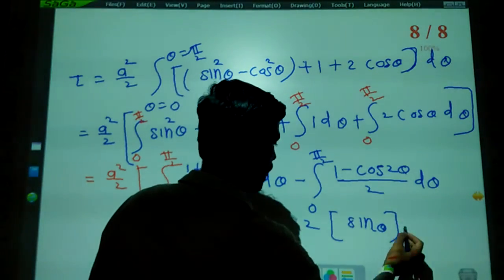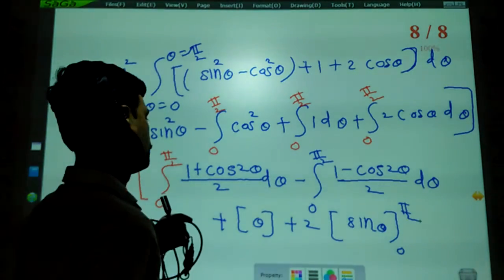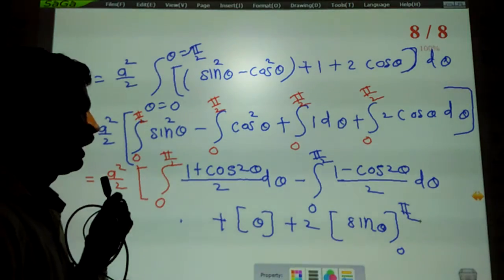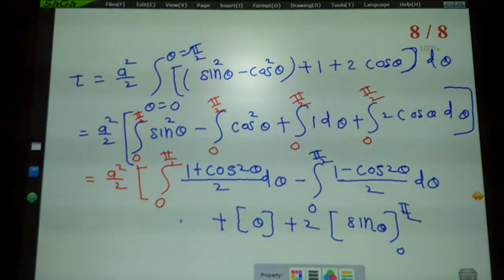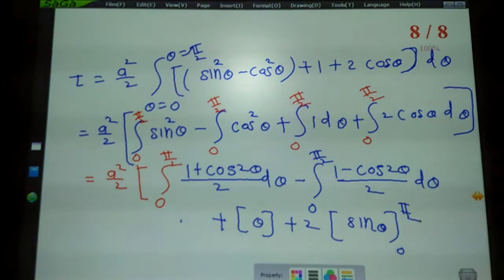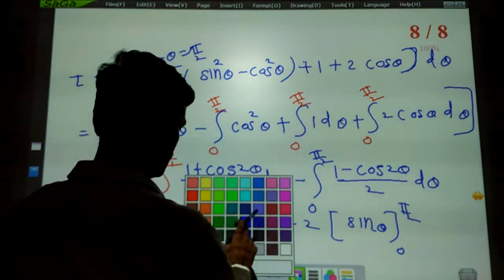Lower limit 0, upper limit pi by 2. Okay, so this 1 by 2 take outside. Again integration of this 1 plus cos 2 theta and minus 1 minus cos 2 theta by 2. Then solve it, it's a very easy part. Only find the integration with respect to theta and put the upper limit and lower limit. Otherwise, there is another method for solving this.